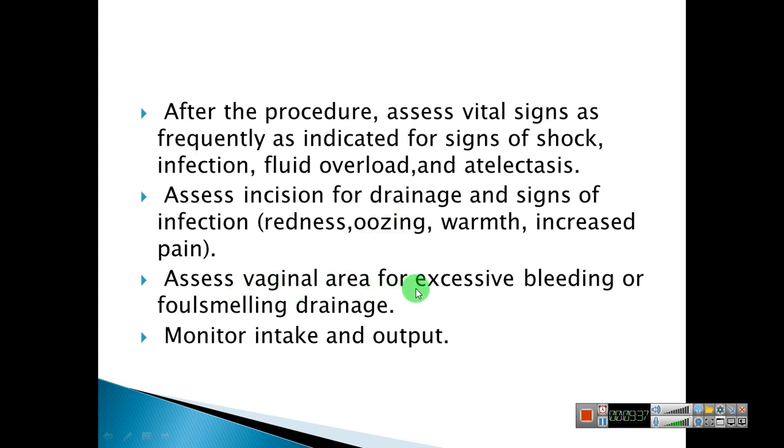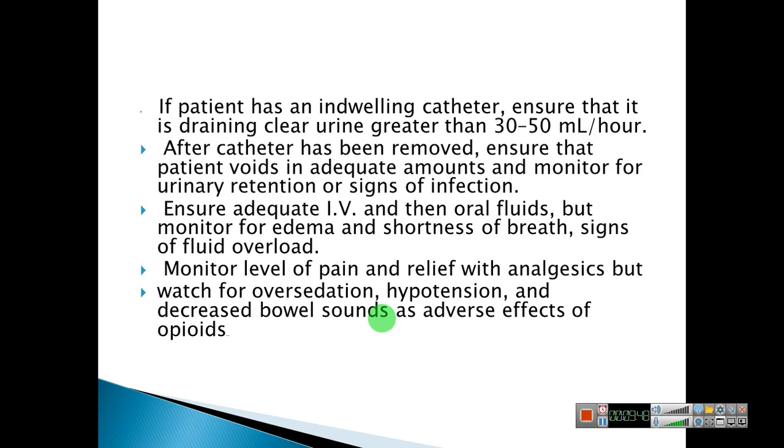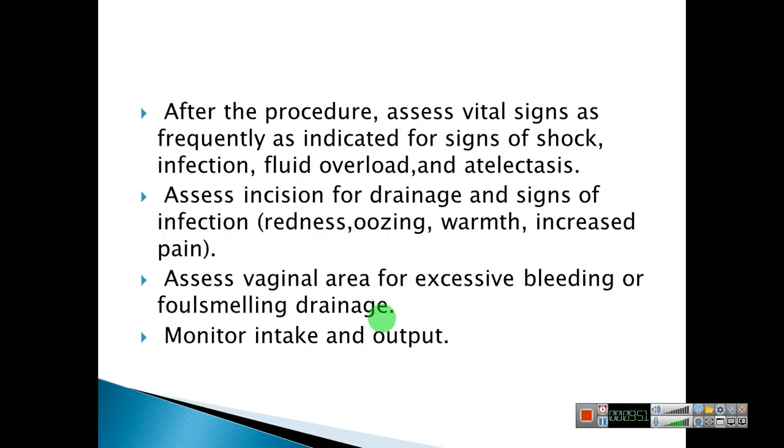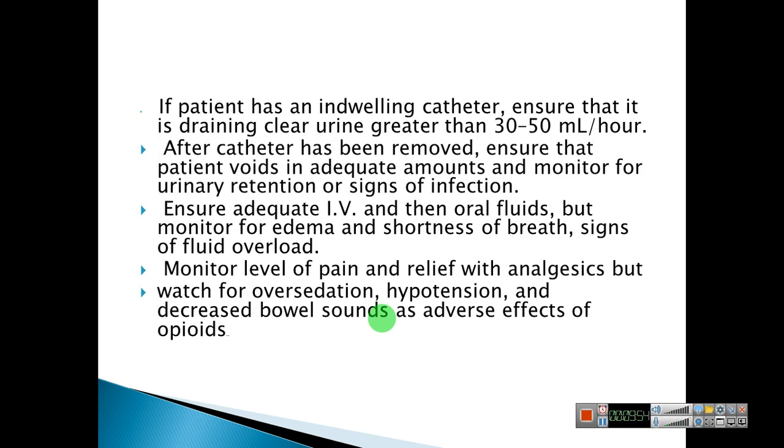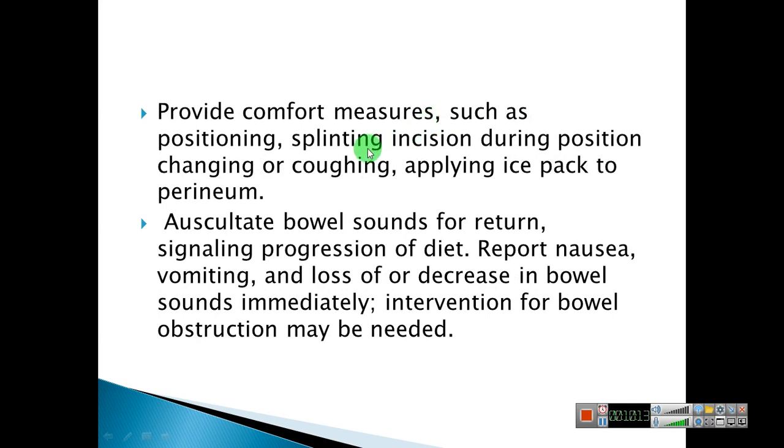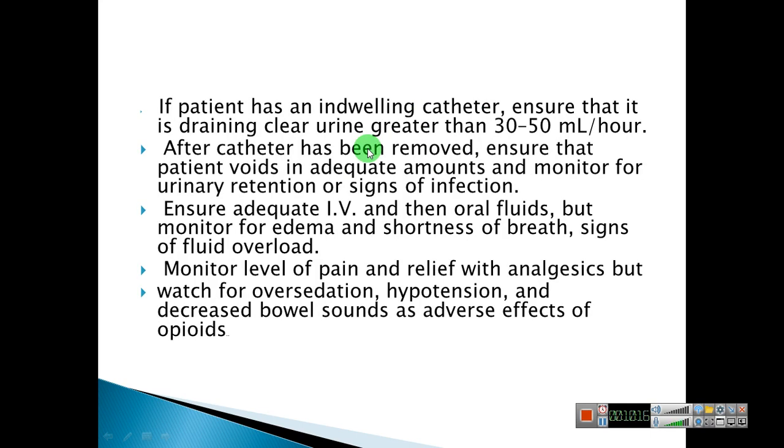Assess the vaginal area for excessive bleeding or foul smelling drainage. Foul, bad smelling drainage. Monitor intake and output. If there are drainage tubes, you have to measure the drainage. If the patient has an indwelling catheter, ensure that it is draining clear urine greater than 30 to 50 ml per hour. You have to measure the urine output. It is very essential to measure the urine output. Or if urine leaks in another place, you have to observe.